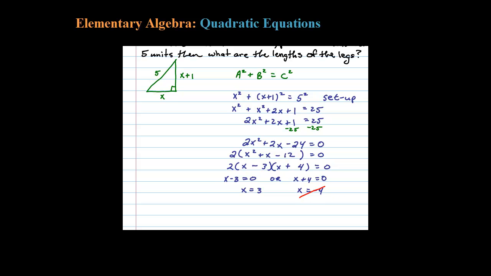Then coming back to the original question, one of the legs, let's say leg 1, is 3 units long. Then the other leg, let's say leg 2, is 3 plus 1, or 4 units long. So this is basically just a 3-4-5 right triangle.